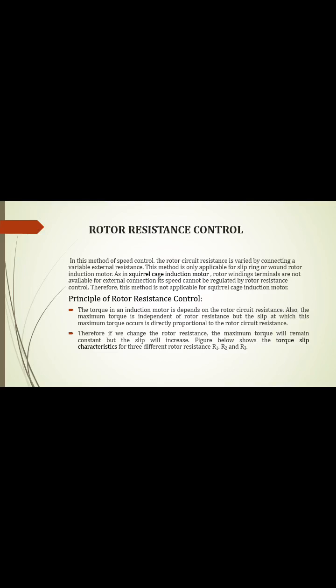Rotor resistance control. In this speed control method, the rotor circuit resistance is varied by connecting a variable external resistance. This method is applicable only for slip ring induction motor because in squirrel cage induction motor, rotor winding terminals are not available for external connection. Hence, its speed can't be regulated by rotor resistance control. Therefore, this method is not applicable for squirrel cage induction motor.